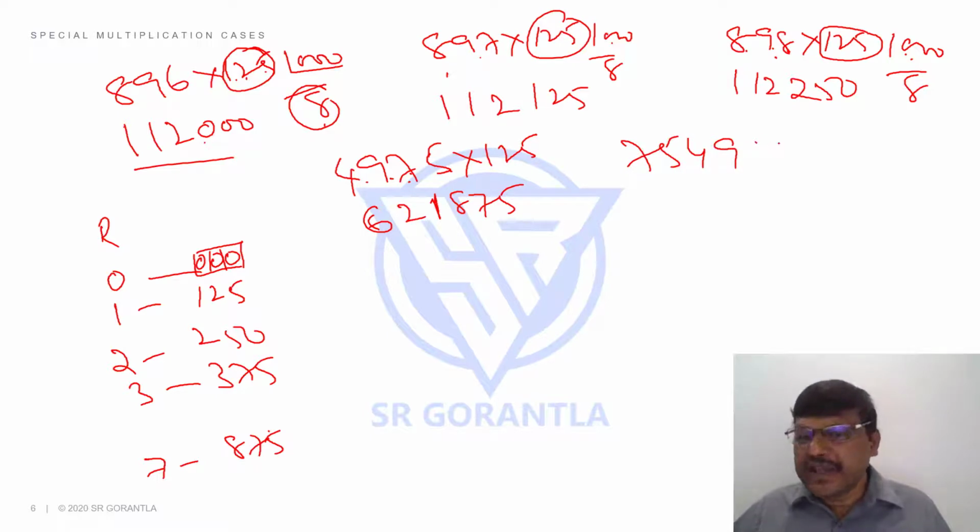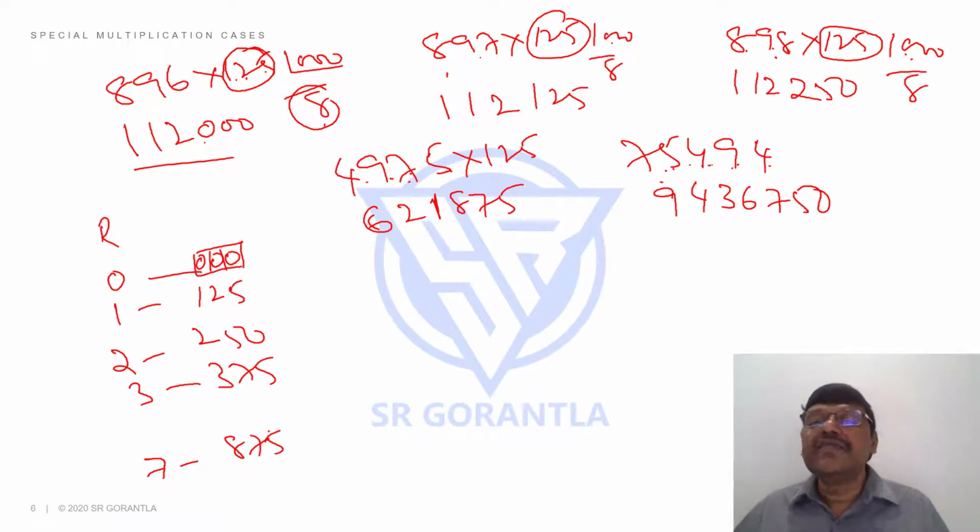Let me write one more. 75496494. Students, 8 9s are 72, 34. 8 4s are 32, 29. 29 means 8 3s are 24, 54. 8 6s are 48, remainder is 6. 6 means 750. Done. This is how we should do for 625, 125. These are a few special cases.